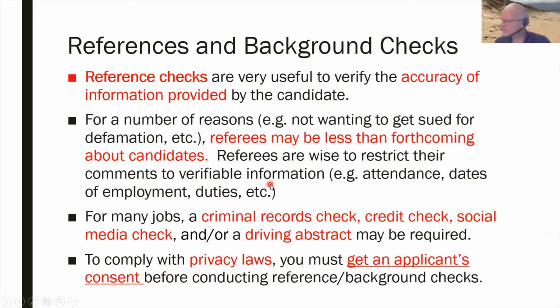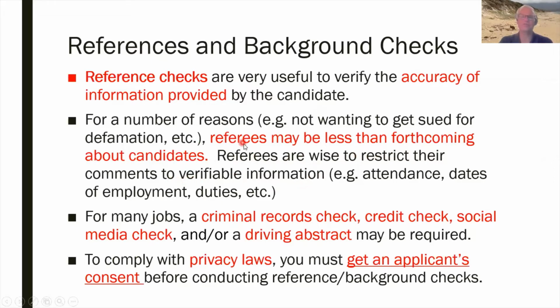Okay, so references and background checks. Like I said, these are usually performed after the tests and the interviews, but they've chosen to deal with these right now. What do we say about those? Well, reference checks are useful to verify the accuracy of information provided by the candidate. And the second one is that it's better to restrict comments to verifiable information.